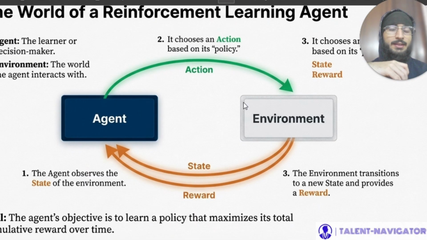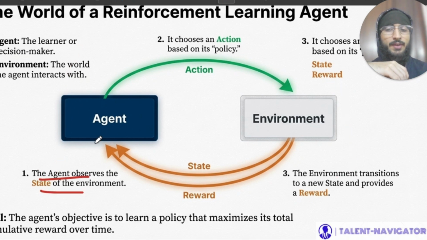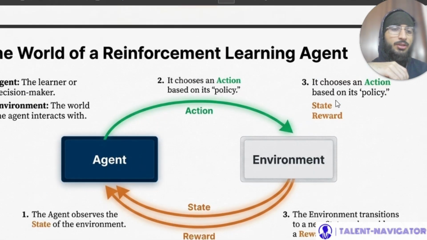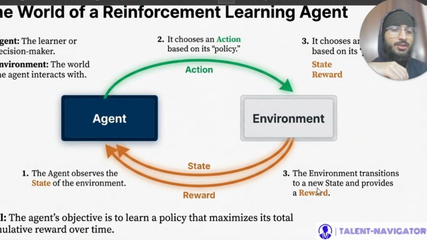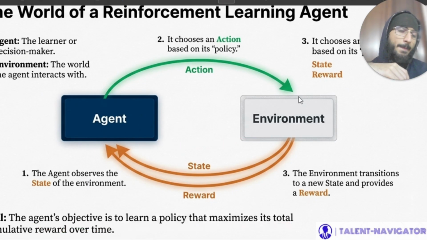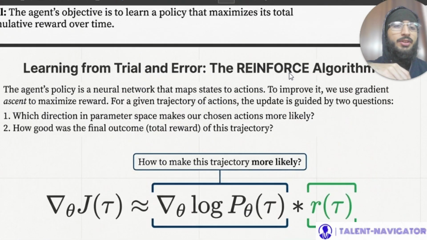Now, we have this as our mechanism that works for reinforcement learning. Firstly, the agent observes the state of the environment. Then it chooses an action based on its policy. Then the environment transitions to a new state and provides a reward. The goal is the agent's objective: to learn a policy that maximizes its total cumulative reward over time.